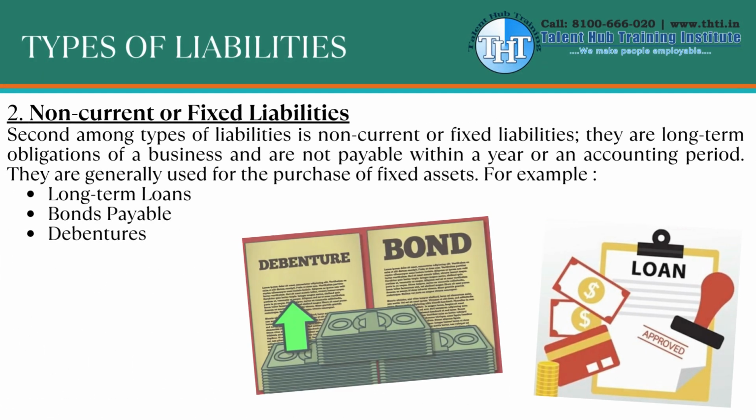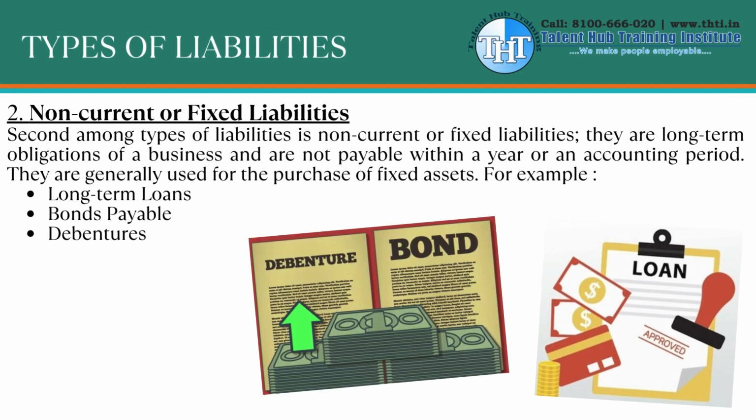Non-current or fixed liabilities. Second among types of liabilities is non-current or fixed liabilities. They are long-term obligations of a business and are not payable within a year or an accounting period. They are generally used for the purchase of fixed assets. For example, long-term loans, bonds payable, debentures.